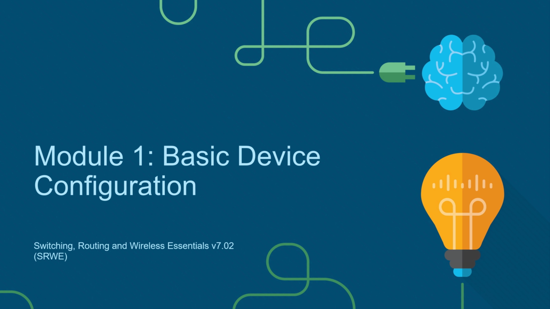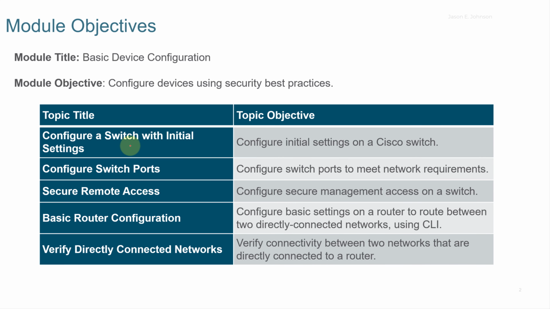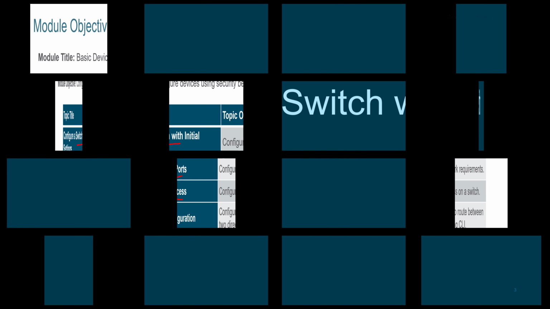This video is to accompany the Cisco Netacad CCNA Switching, Routing, and Wireless Essentials course. We will be looking at configuring a switch with the initial settings, configuring switch ports, securing remote access, basic router configuration, and verifying directly connected networks.